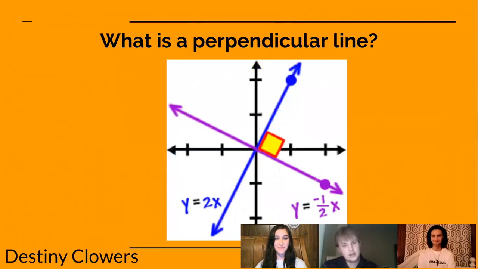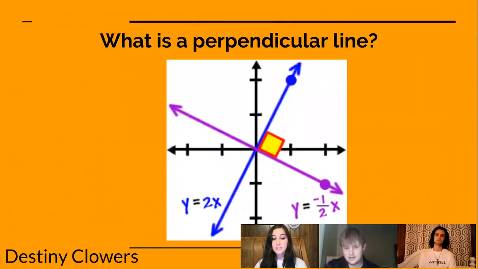What exactly is a perpendicular line? A line is perpendicular to another line if and only if the two lines intersect at a right angle. This means that the two lines will only intersect once in a lifetime, and the point at which they intersect will be a perfect 90-degree angle.